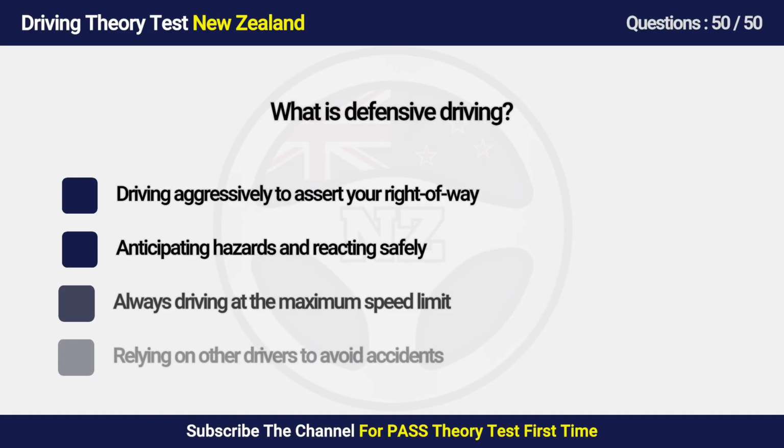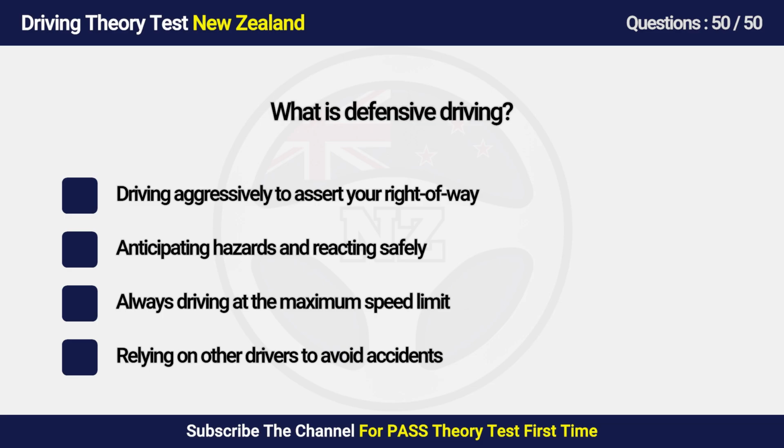Question 50. What is defensive driving? A. Driving aggressively to assert your position. B. Anticipating hazards and reacting safely. C. Always driving at the maximum speed limit. D. Relying on other drivers to avoid accidents.